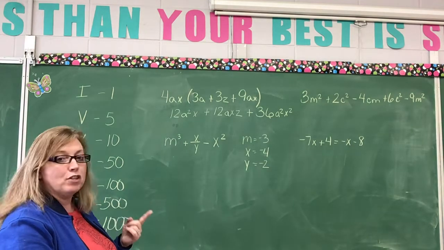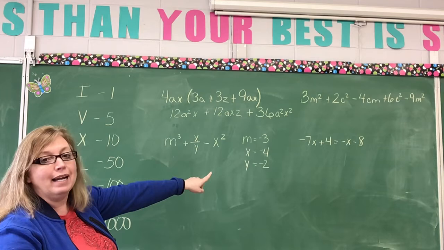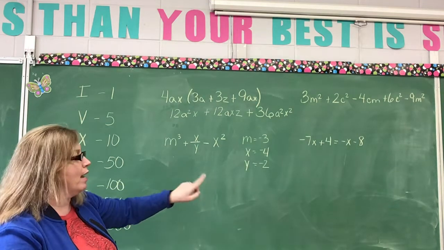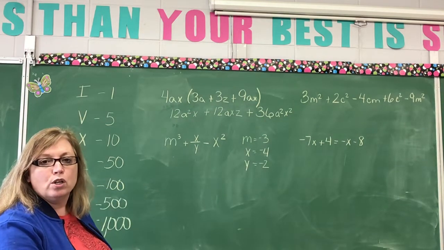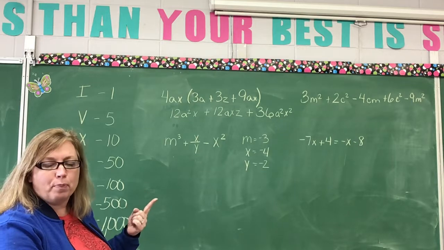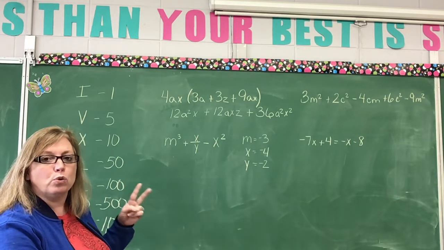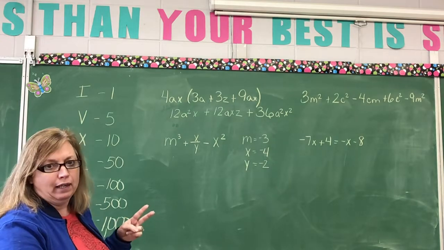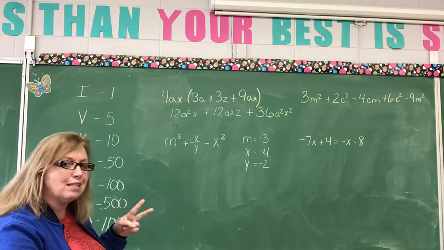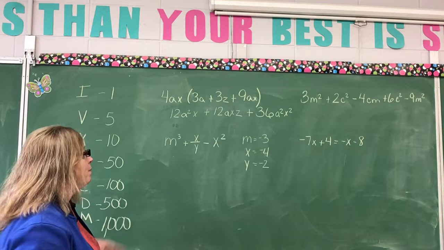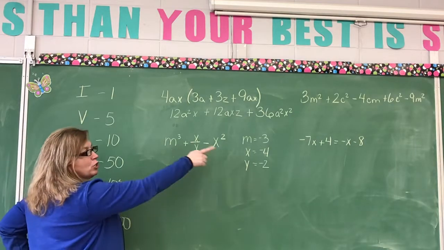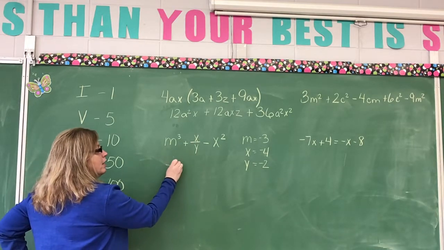Okay? First thing we have to know is m equals -3, x equals -4, and y equals -2. So step 1, write down the problem. Step number 2, substitute the problem. Do this with me. Don't just listen. Do it with me on paper. Okay? So we're going to have m is going to become -3.